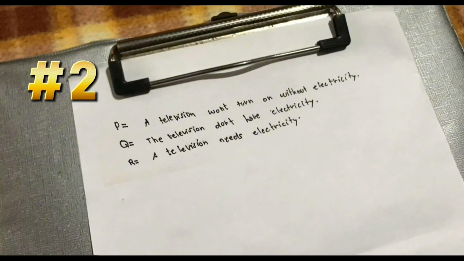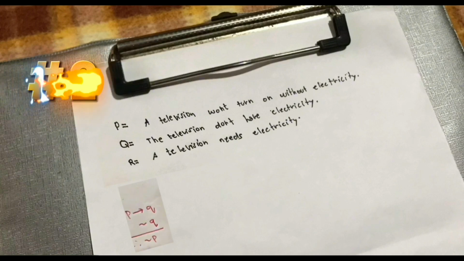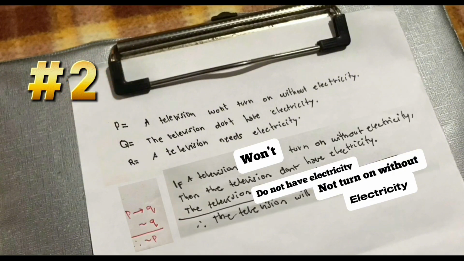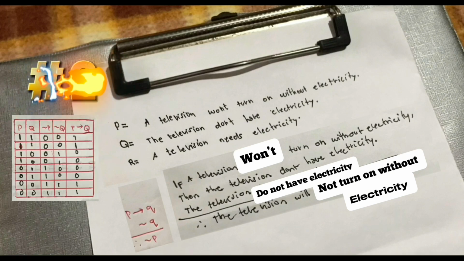The next formula that we're going to tackle is P conditional to Q and negation of Q over therefore negation of P. If a television won't turn on without electricity, then the television don't have electricity. Then the television do not have electricity. Therefore, the television will not turn on without electricity. To prove that this is valid or invalid, through this truth table, we have to identify first the P, Q, negation of P, negation of Q, and P conditional to Q.